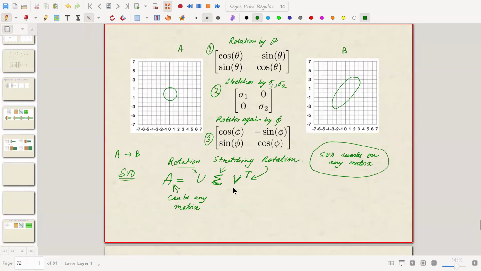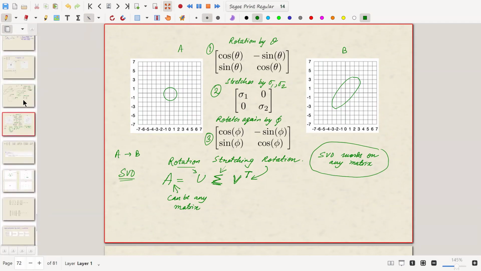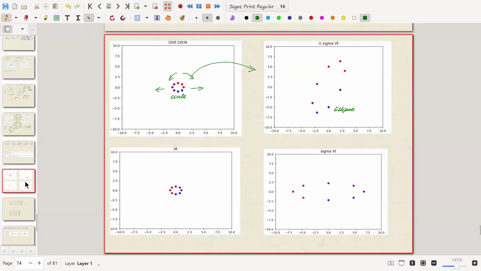Okay, so just before this class, we saw some rotations and stretching, isn't it? Well, for stretching, what do you do? Yes, use a diagonal matrix. That's good. So let us properly analyze what is happening here.